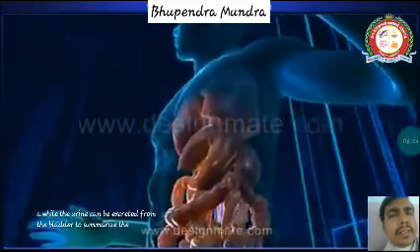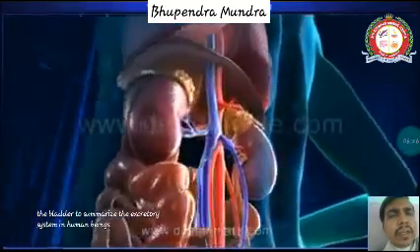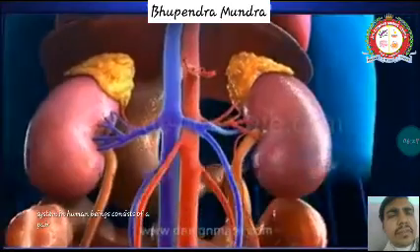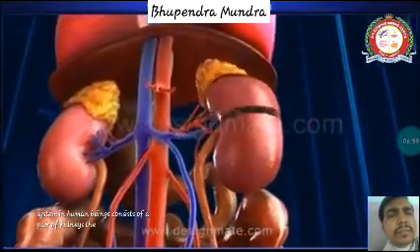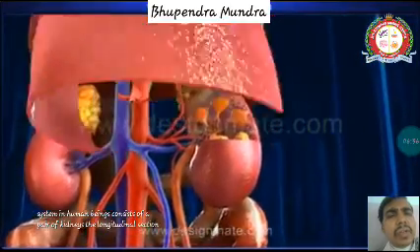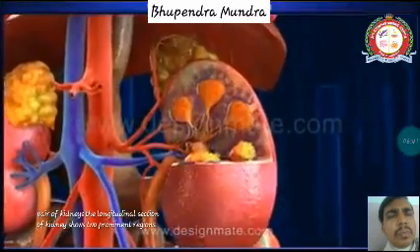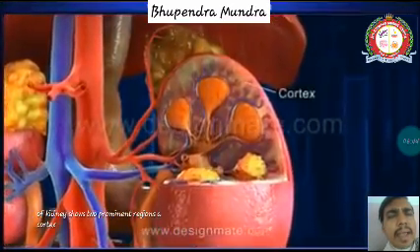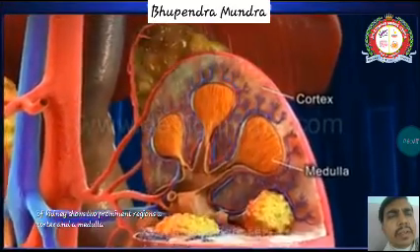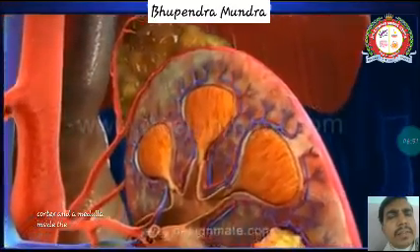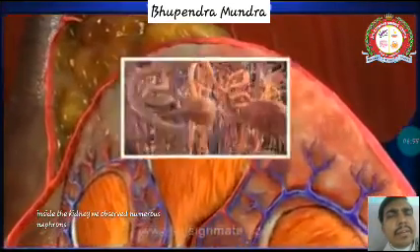To summarize, the excretory system in human beings consists of a pair of kidneys. The longitudinal section of the kidney shows two prominent regions, a cortex and a medulla. Inside the kidney, we observed numerous nephrons.